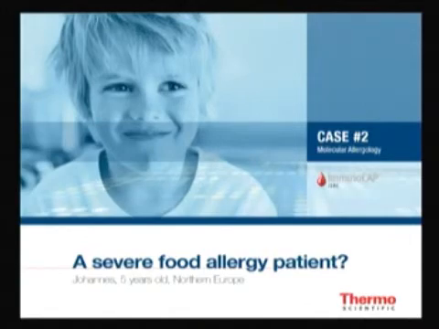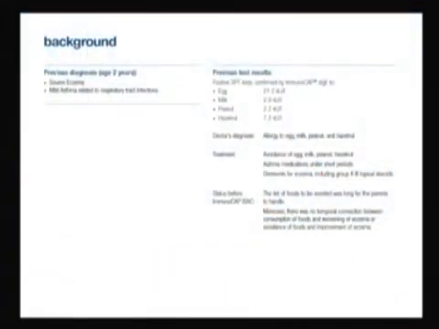So let's take food allergic patients. This is Johannes, who is 5 years old, from North Europe, and he has an egg at 21 kilo unit. He has milk at 2.9 at the age of 2, peanut at 2.2, hazelnut at 7.5. Skin prick test positive, ImmunoCAP positive. The correlation between the two tests is pretty good. The doctor diagnosed allergy to egg, milk, peanut, and hazelnut.